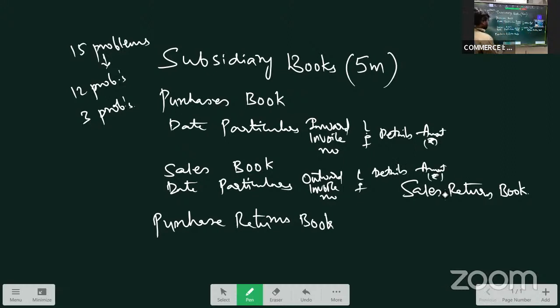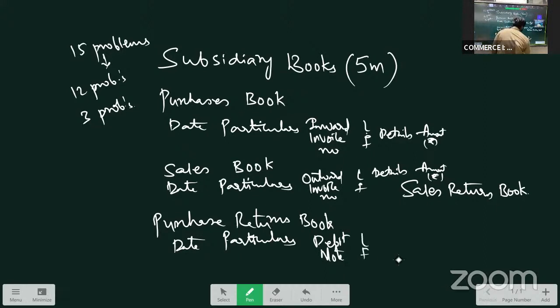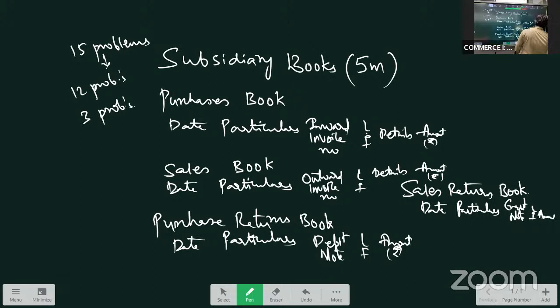The format for purchase returns book was date, particulars, debit note. We don't have a details column for it. LF, amount, rupees. The format for sales return book is date, particulars, credit note, LF, amount, rupees.